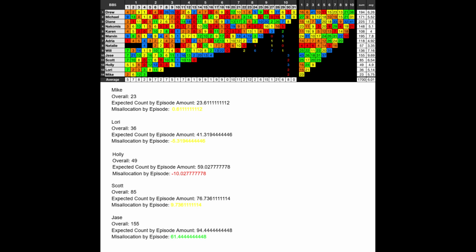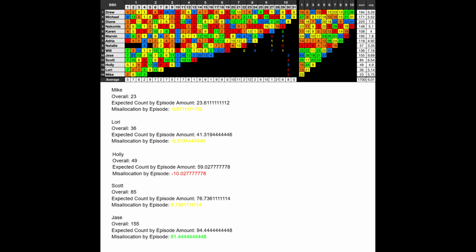Lori has an overall diary room count of 36, and her expected count by the amount of episodes she lasted is 41.31. This causes her a misallocation of -5, which is still a pretty balanced distribution pertaining to her confessional count.